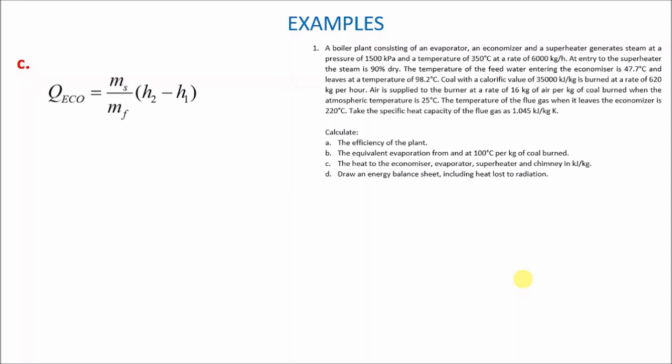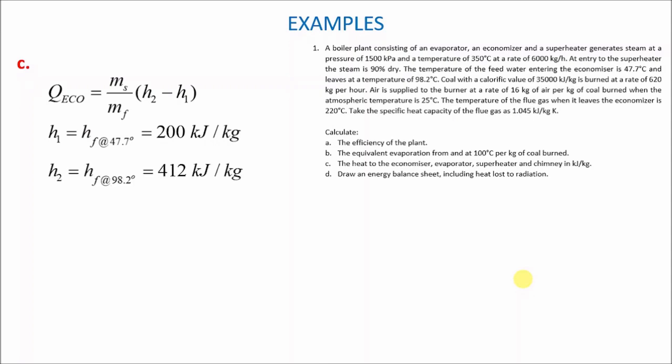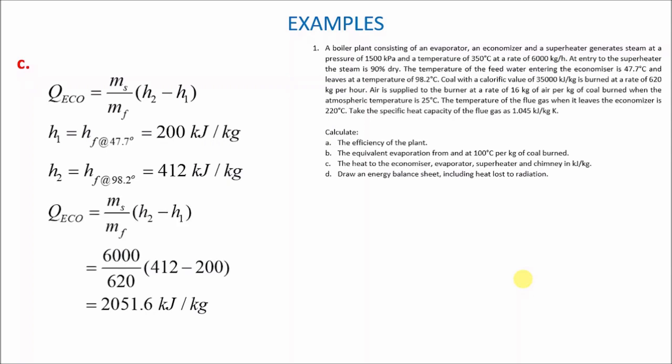It's hotter than the water into the economizer because the economizer raises the temperature of the water. So to find H2, we just read the HF value directly from the table, but at a higher temperature, okay? This is the H1 that we had already found, and now H2 is the HF value at a higher temperature of 98.2 degrees, and that will give you 412 kilojoules per kilogram. And this is read directly from the table. HF at 98.2 degrees. And once you have that, you can directly now find the heat to the economizer like that. Really easy, really straightforward.